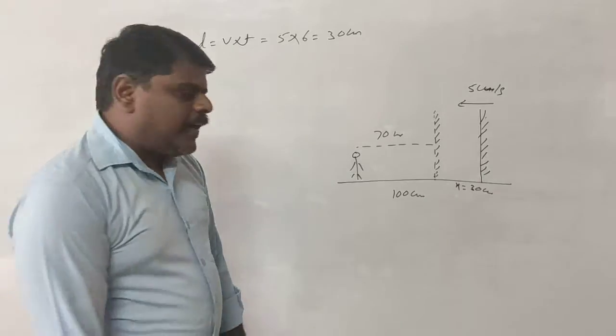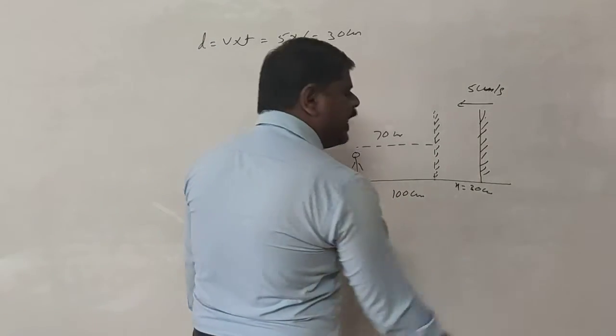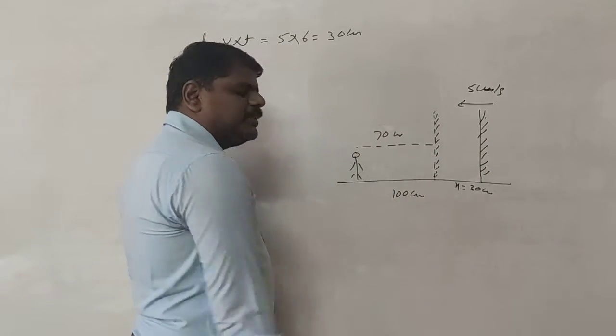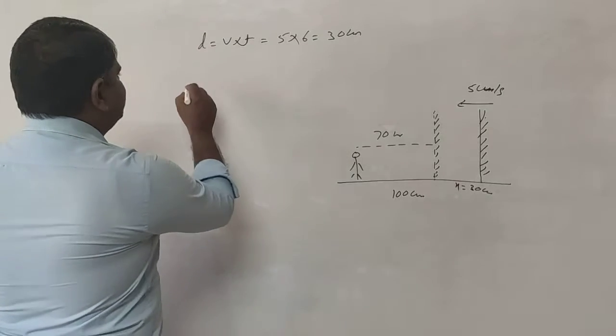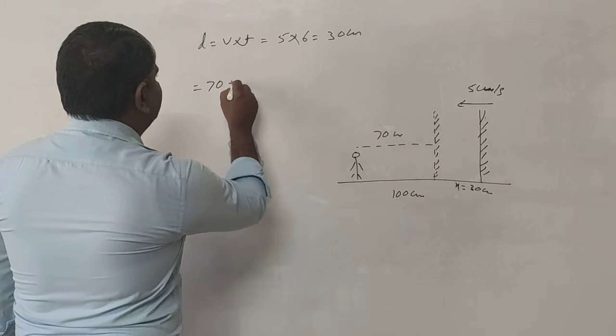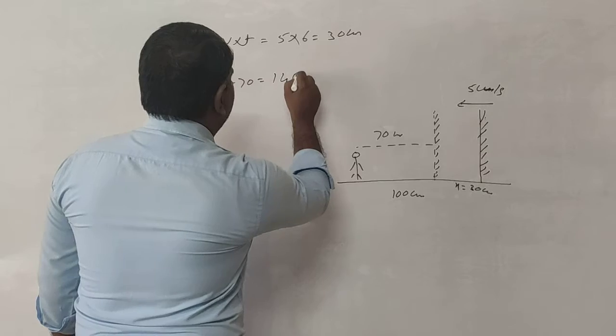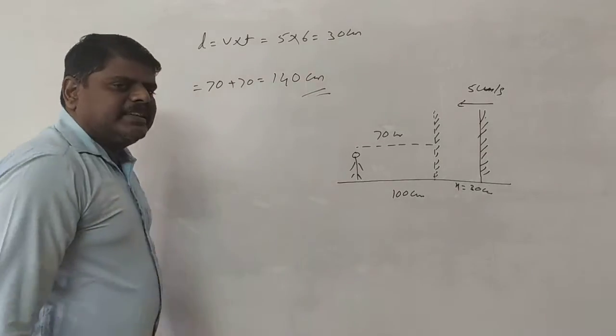Then where will the image form? Exactly 70 centimeters behind it. So what is the distance between the image and the object? The distance between the image and the object is equal to 70 plus 70. That is equal to 140 centimeters. This is the answer itself.